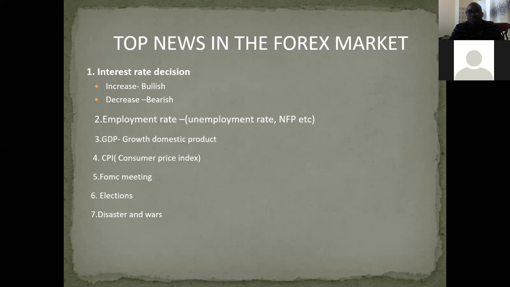And the interest rate is always made by the central bank or the bank of the respective country. They are the one that have the mandate to announce the change or the maintenance of interest. The central bank may decide to change the interest rate, either to increase or to decrease it, based on the economic overview of the country. At the end of the day, we have the impact of that in the forex market.